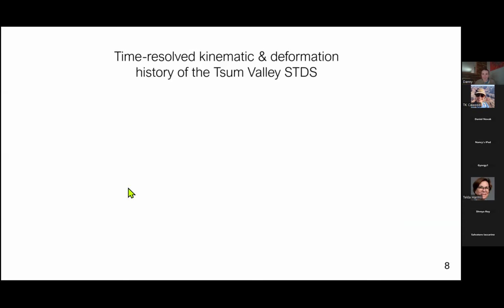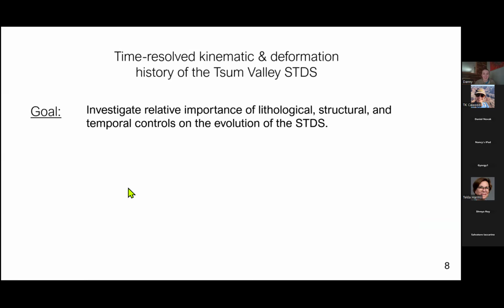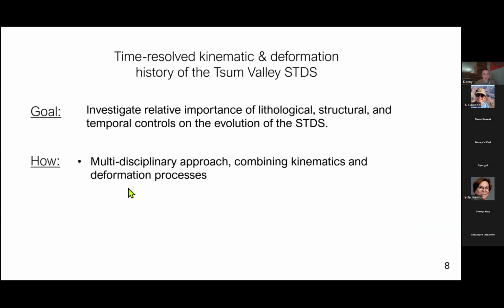So that brings me to presenting my case study in the Tsum Valley. The goal was to investigate relative importance of lithological, structural, and temporal controls on the evolution of the South Tibetan detachment system in terms of where and how strain was distributed over time. To do this, I used a multidisciplinary approach, studying kinematics and deformation processes within the shear zone and attempting to link them together, and also to understand the time transgressive nature of the deformation.